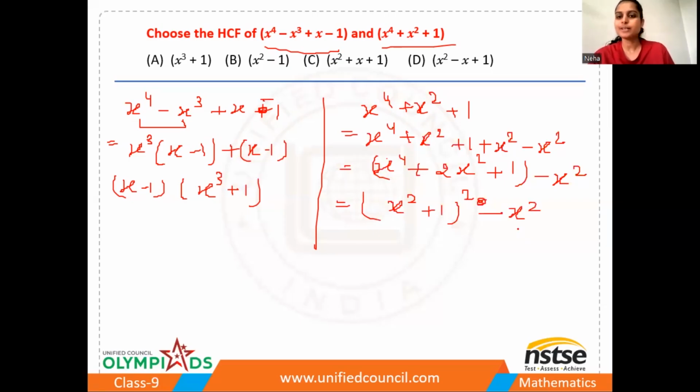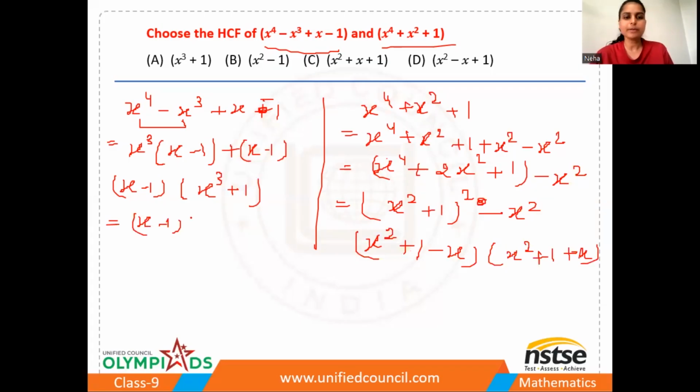Perfect. So this is the factorization of, okay, one more thing I can do here, I can write it as x square plus 1 minus x and x square plus 1 plus x, right? And for the first one we have x minus 1 into x cube plus 1. This I can write as x minus 1 will remain the same, and this is nothing but x plus 1 into x square minus x plus 1, right?